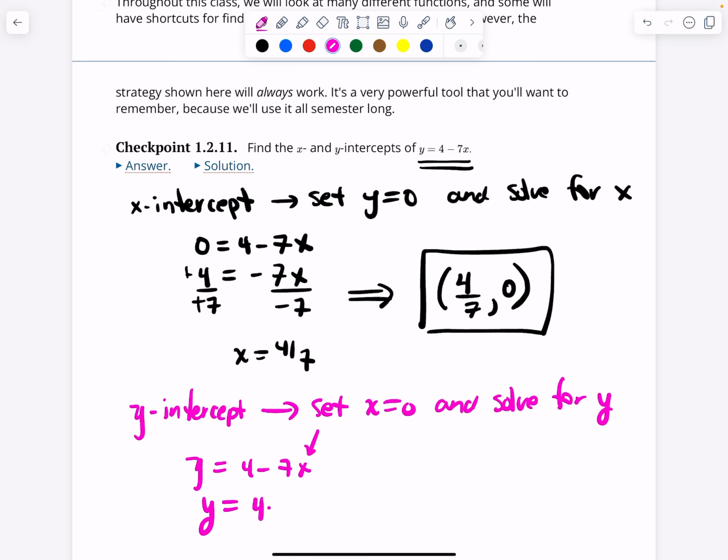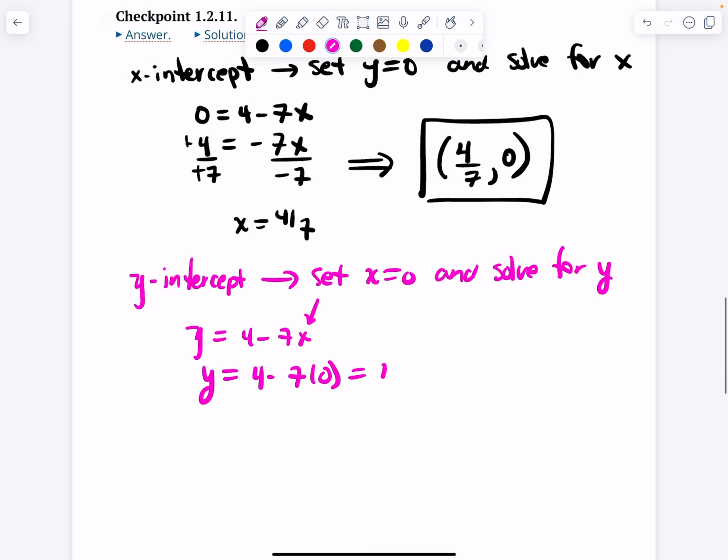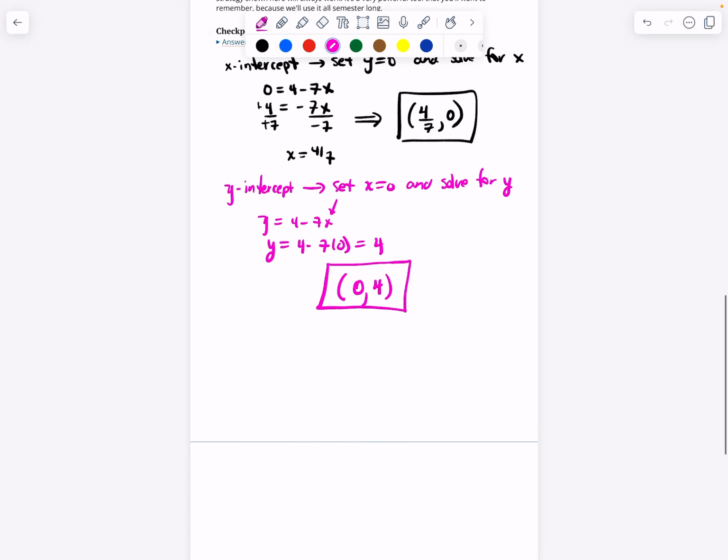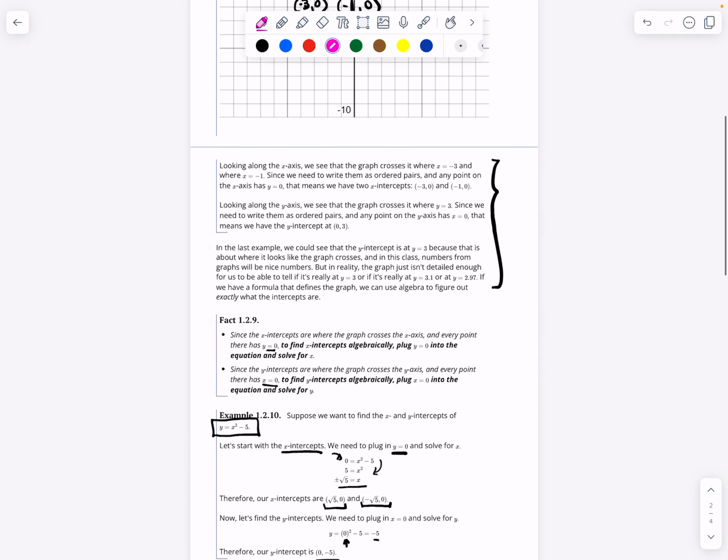Y equals 4 minus 7 times 0. 7 times 0 is 0, so we're left with just 4. That alone isn't our answer. That's the y value at the y-intercept. But the actual intercept is 0 for x, 4 for y. That's it.